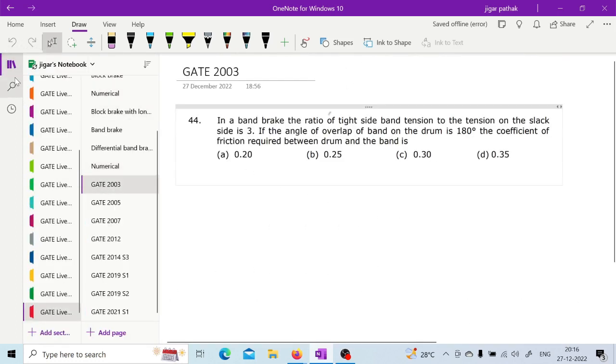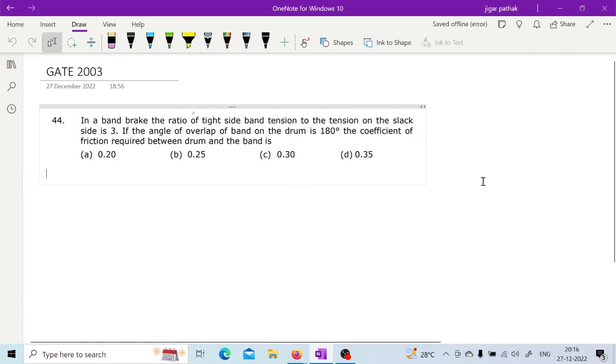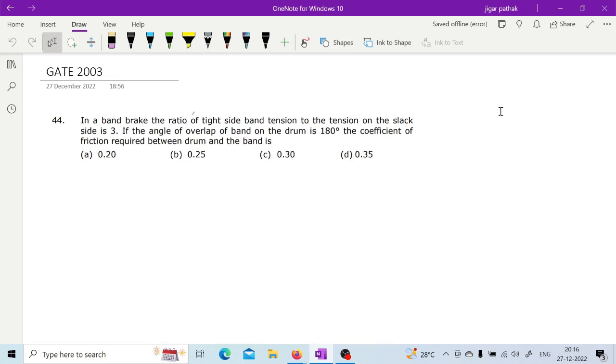If we go for the next one, let us see some of the questions from GATE. In a band brake, the ratio of the tight side tension to the slack side tension is 3. P1 by P2 is 3. The angle of wrap on the band drum is 180, so whatever angle you need to convert into radian, right? So pi by 180. Now the coefficient of friction between the drum, you need to calculate this. So it can be done, right?